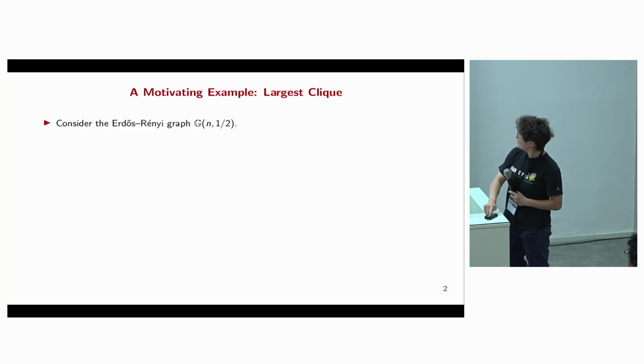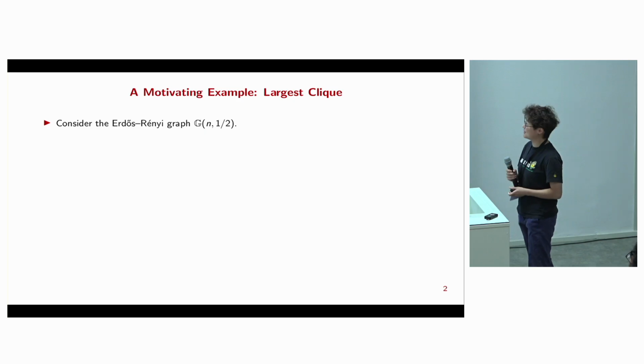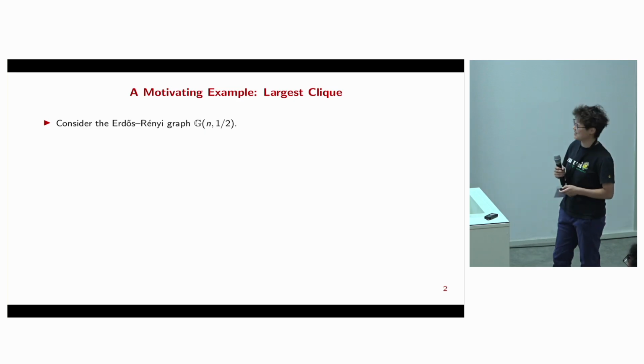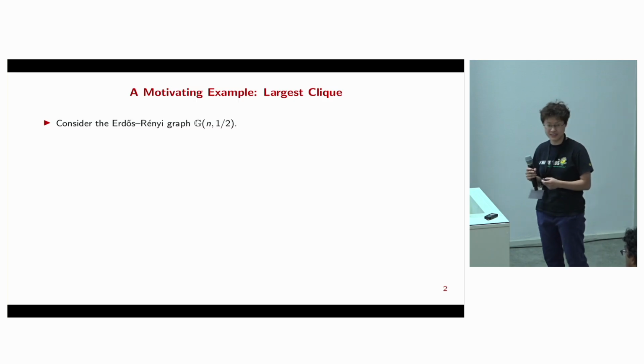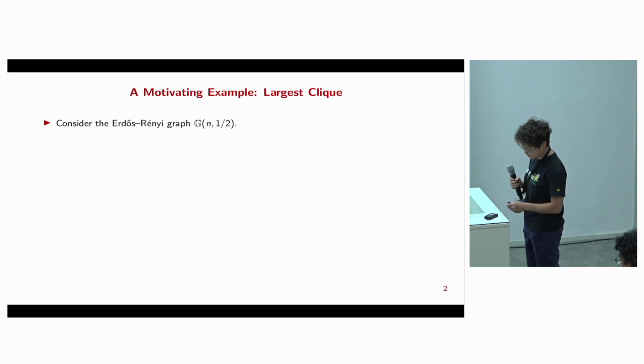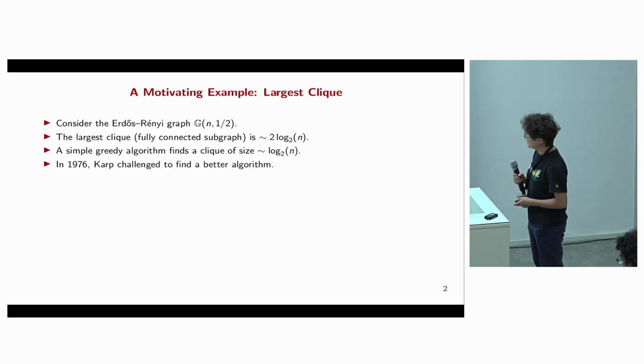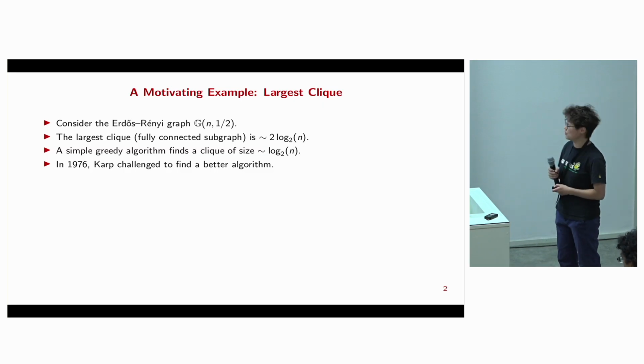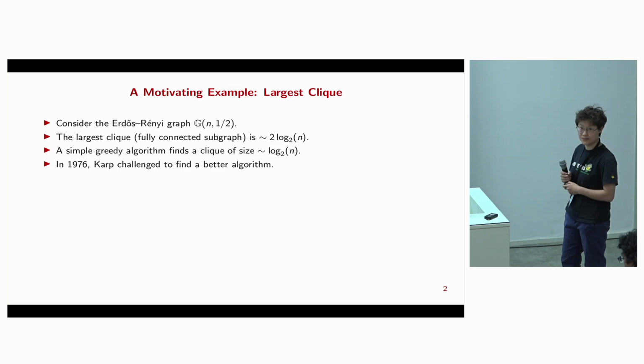So let's consider a motivating example. Say you have an Erdos-Renyi graph with n vertices and the edge connecting probability is a half, and you want to look for the largest clique. It is not very hard to show that the largest clique is of size 2 log n. And then a very simple greedy algorithm finds a clique half the size, which is of size log n.